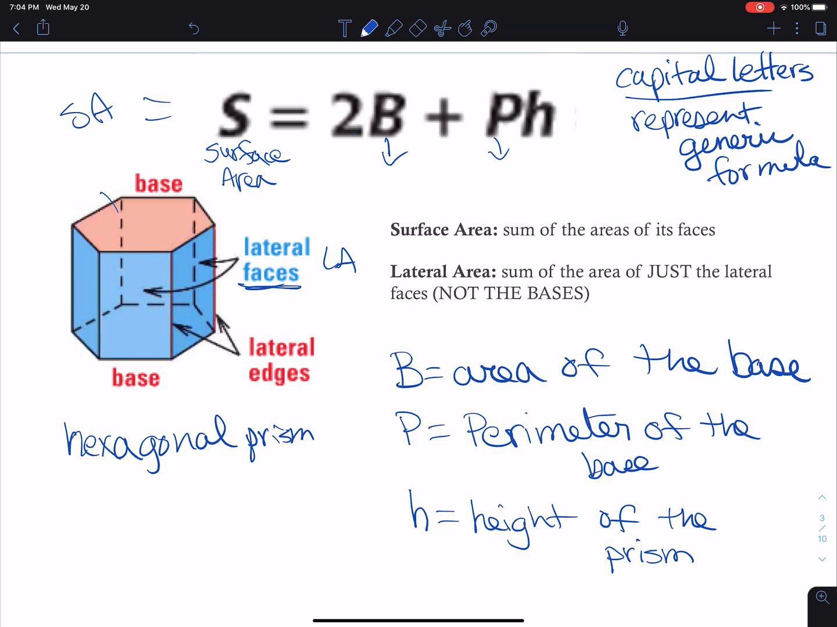Sometimes you see this also called lateral area, but we're going to be using this formula. I think it's the most simple and basic, and it makes sense to everyone. But if you see LA, if you're looking up on your own or you see it in another textbook, LA stands for lateral area. So lateral area is the sum of the area, and it does not include the bases. So it's just the walls that connect the bases. All right, let's get started.